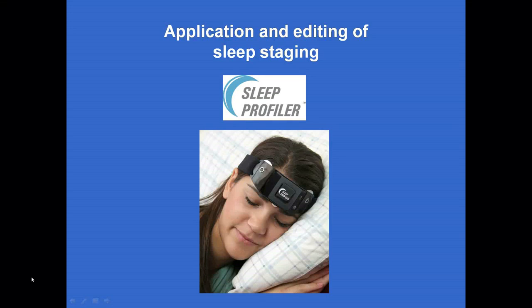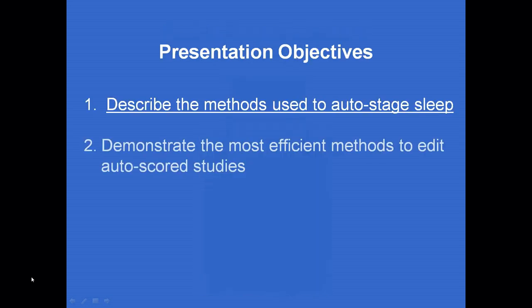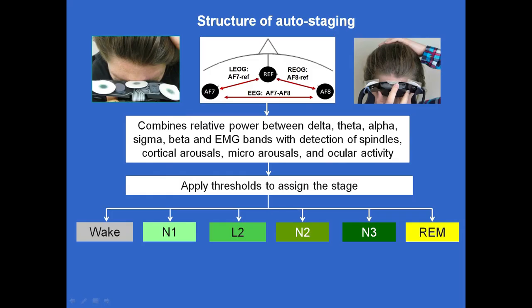Welcome to this introductory video on the application and editing of sleep staging with Sleep Profiler. In this first segment of the video, we will review the methods used to auto-stage sleep. From the frontal sensors, the differential recording from AF7 and AF8 is the primary signal used to stage sleep.